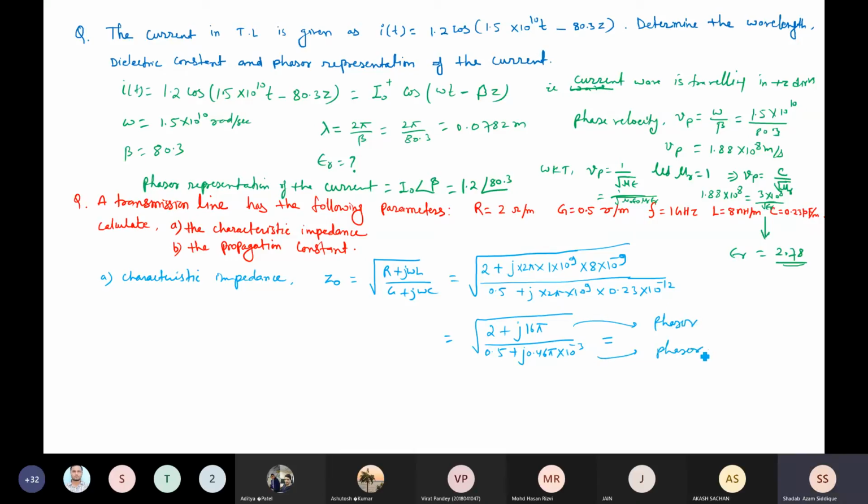Otherwise, you can take a calculator and try to solve. So this value comes out to be 181.39 at an angle of 8.4 degrees. Or you will get 179.44 plus j 26.5. So that is the value you will get. That is in ohm, because we are calculating Z naught.